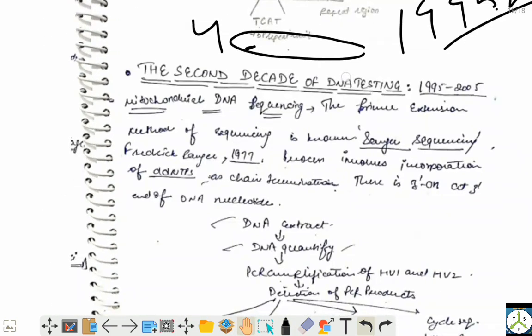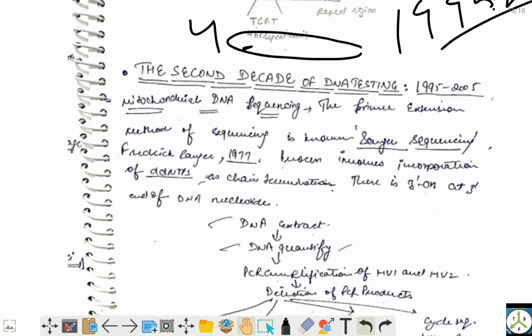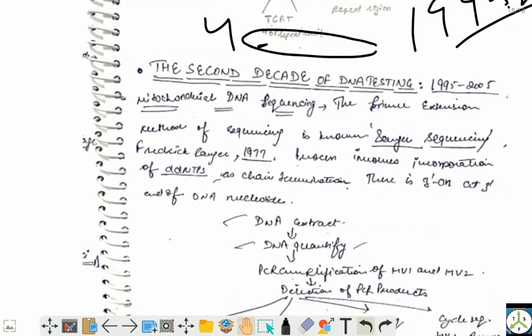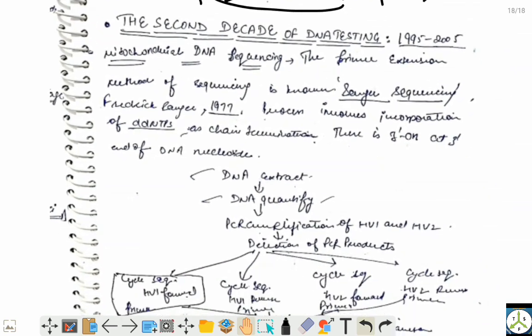So there was a second decade, that is 1995 to 2000. Here the work was done in the 2000s. I think the Human Genome Project was initiated. Now the Human Genome Project is again in the news. In this time different markers were used for distinguishing in sexual offence cases or paternity cases. Different sequencing techniques also evolved. In 1997, Frederick Sanger, the Sanger sequencing, was also done.